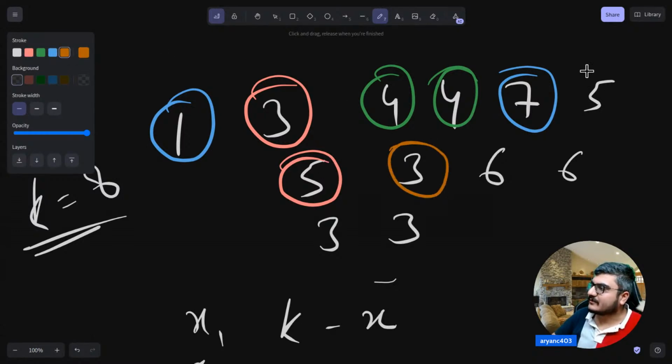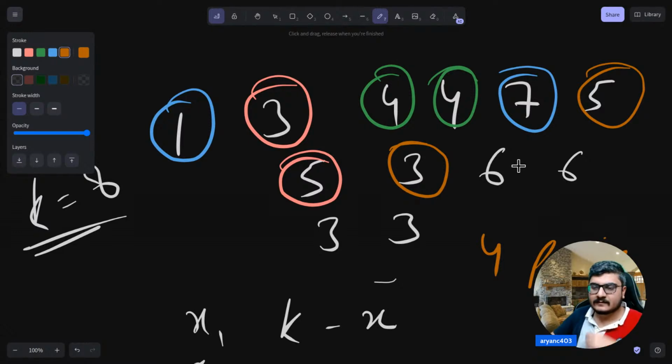Let's take this 3 and 5. So we have 4 pairs here: 1, 2, 3, 4 pairs. What Bob can assume is that the answer can never be more than 4, because we have only 4 pairs which sum up to 8. And Bob can always ensure that the answer is 4, and Alice will have no choice.